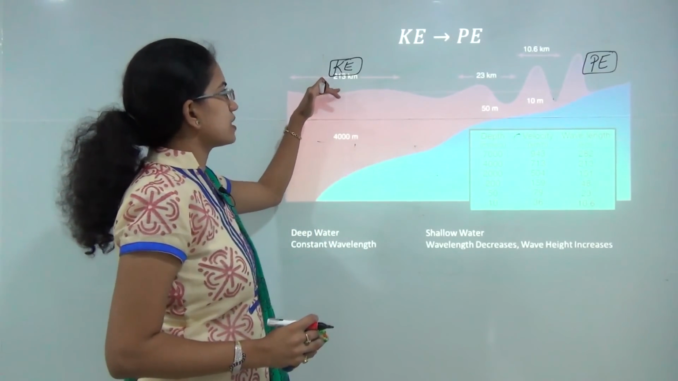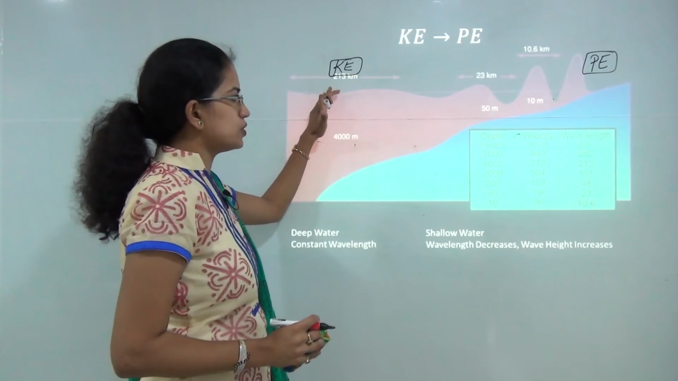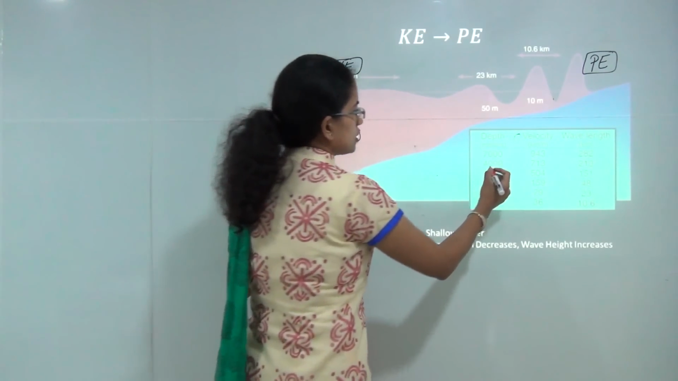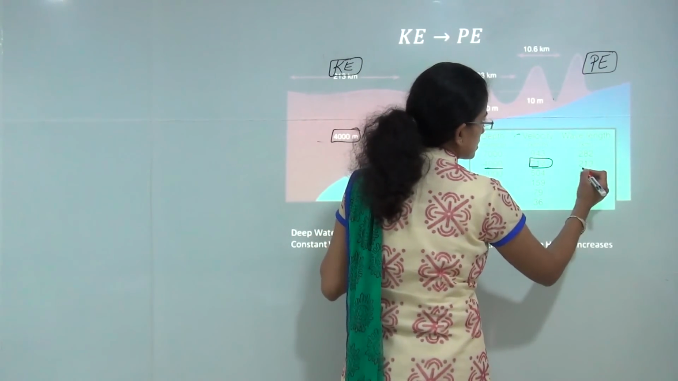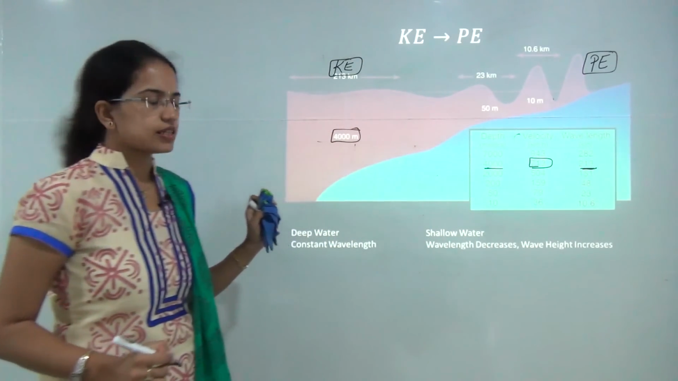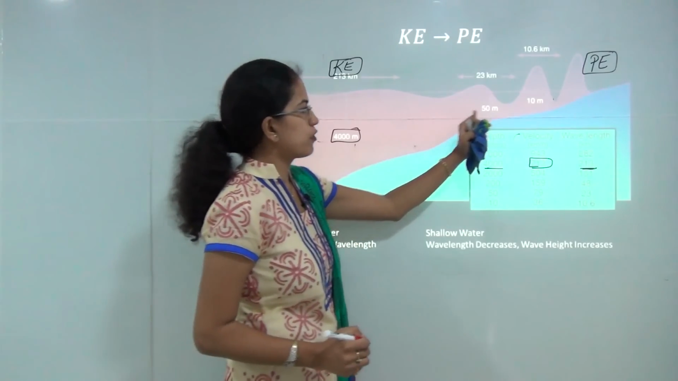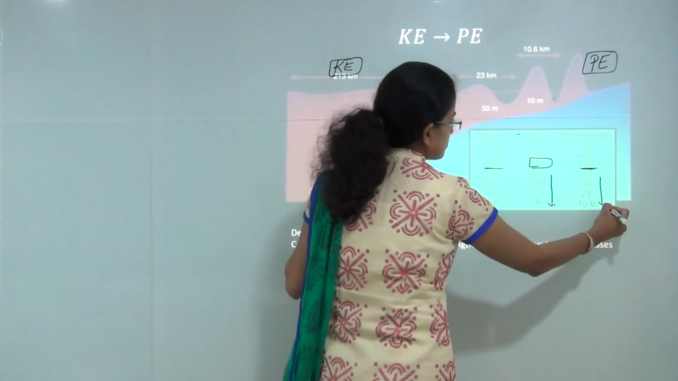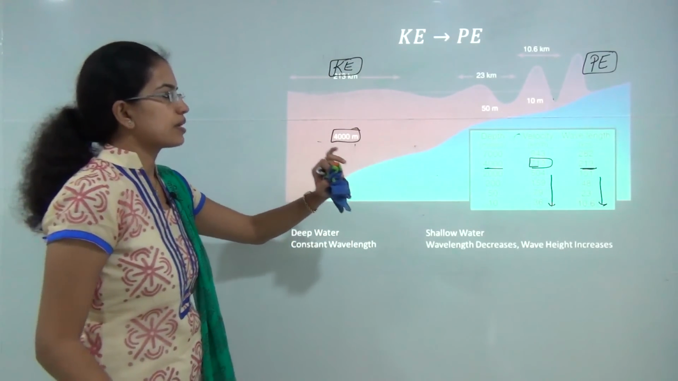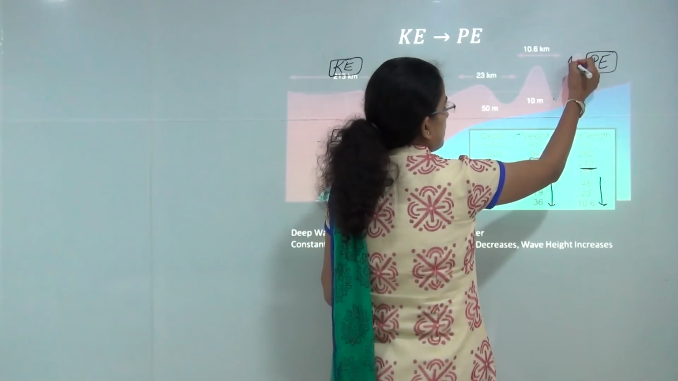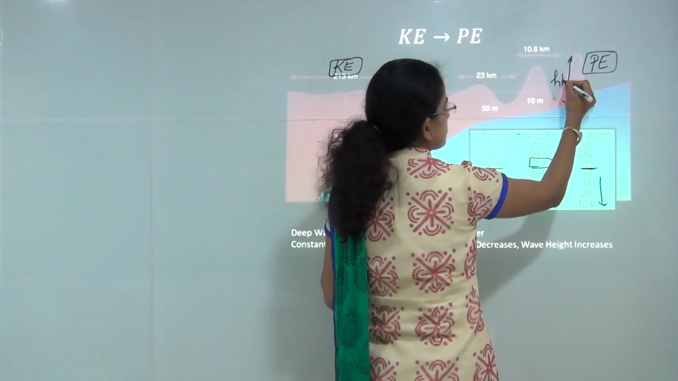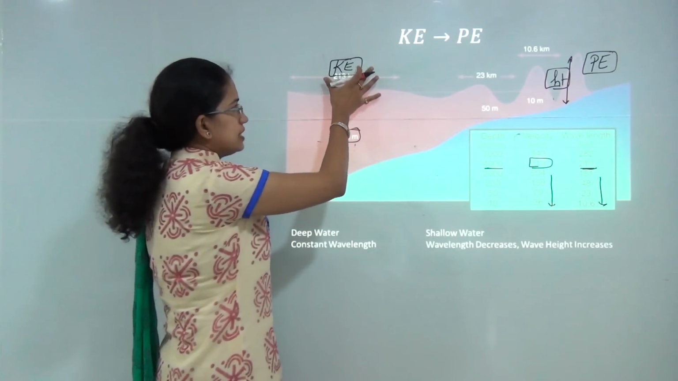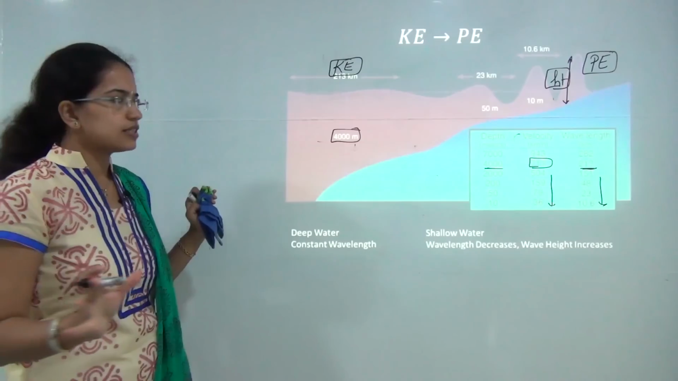So what is happening in the deep oceans? In the deep ocean, say at a depth of 4000 meters, you have very high velocity and huge wavelength. However, as you move closer to the coastline, the velocity is decreasing and so the wavelength is decreasing, but there is amplification, that is the height of the wave is increasing. So the total energy stored is constant.